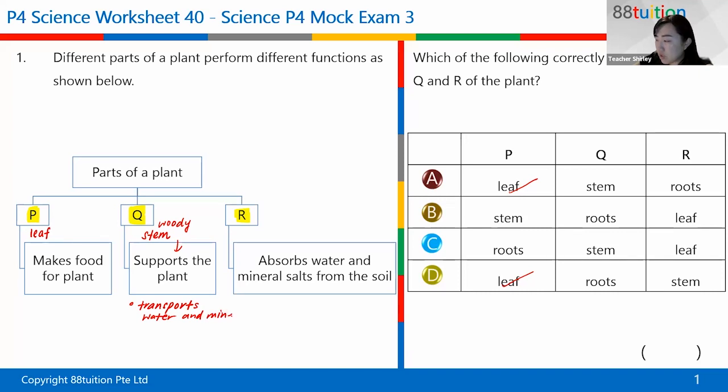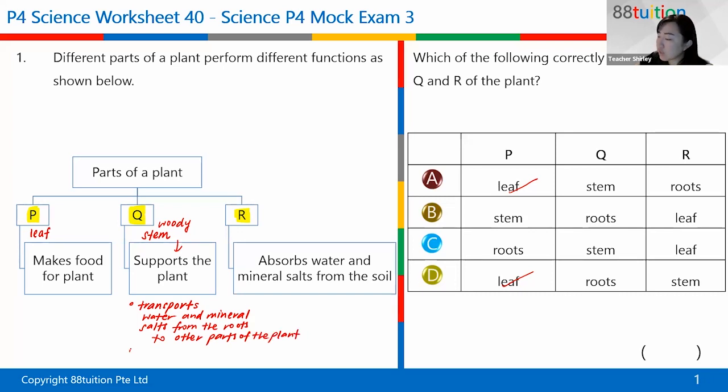For those of you who are new, you don't really have to copy down the notes. If you want to, of course, go ahead. If not, the annotated notes will be posted later on your student account, so you have a copy. So it transports water and mineral salts from the roots to other parts of the plant. That's another function of the stem.